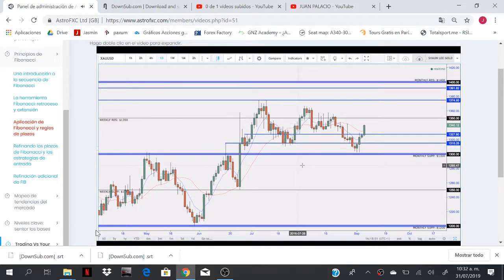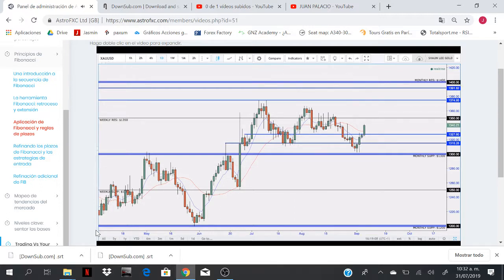Okay guys, we're going to go a little bit deeper onto the smaller time frames now, and I'm going to highlight what we need to really look for in terms of how to use Fibonacci as a confluence with our entry strategies, okay? So we've got gold here in front of us on the daily, and I've just found this.